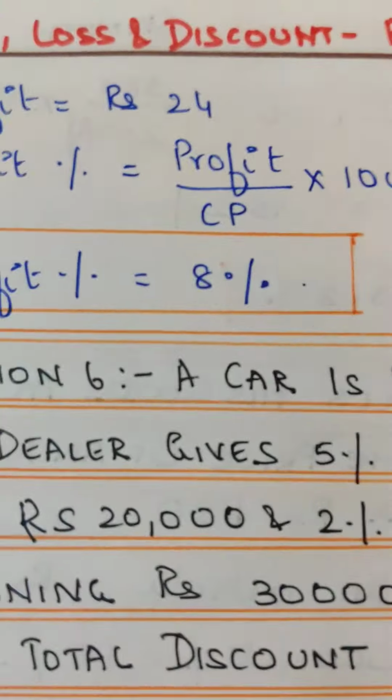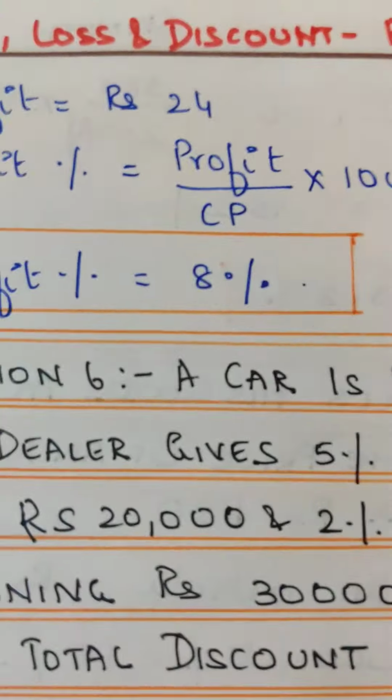Discount 2 is equal to discount 2% into mark price 2 by 100. Therefore, 2 into 30,000 by 100. Therefore, the discount will be rupees 600. Therefore, discount on the second batch is equal to 600.